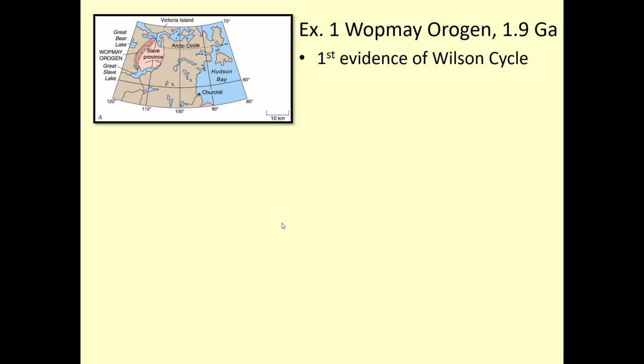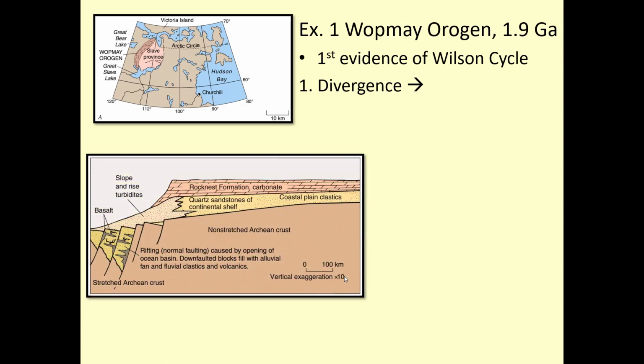You'll remember Wilson cycles are the idea that ocean basins will open and close. And so that opening is characterized by divergence. We can see evidence of divergence in this cartoon cross-section of part of the Wopmay orogen. So let's take a second here and just kind of take it all in, and then we'll walk through what we see. So down here, this portion of the diagram, you can see a series of faults. And if you remember from 101, the hanging wall is the block above the fault.